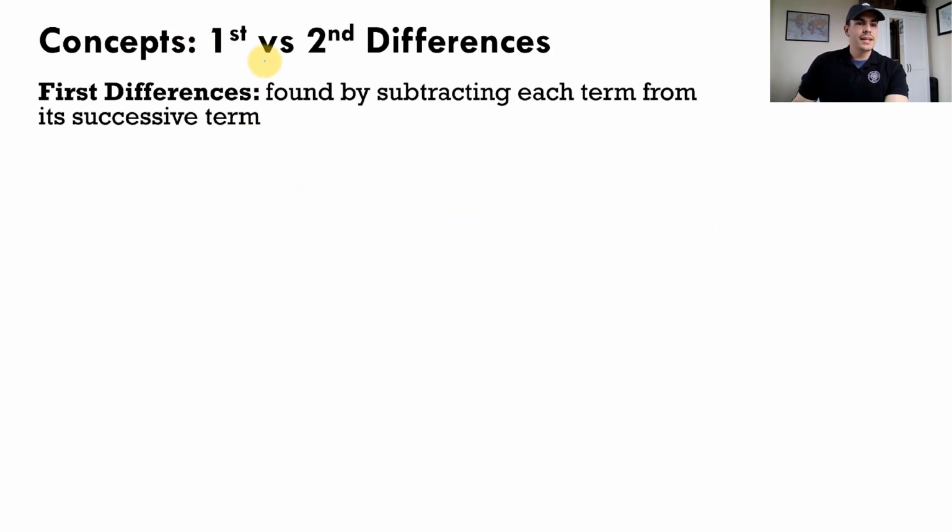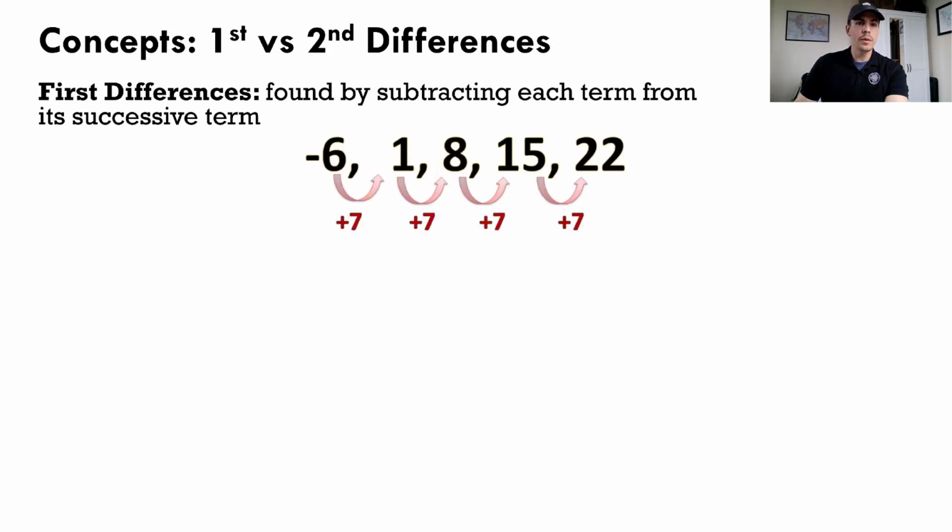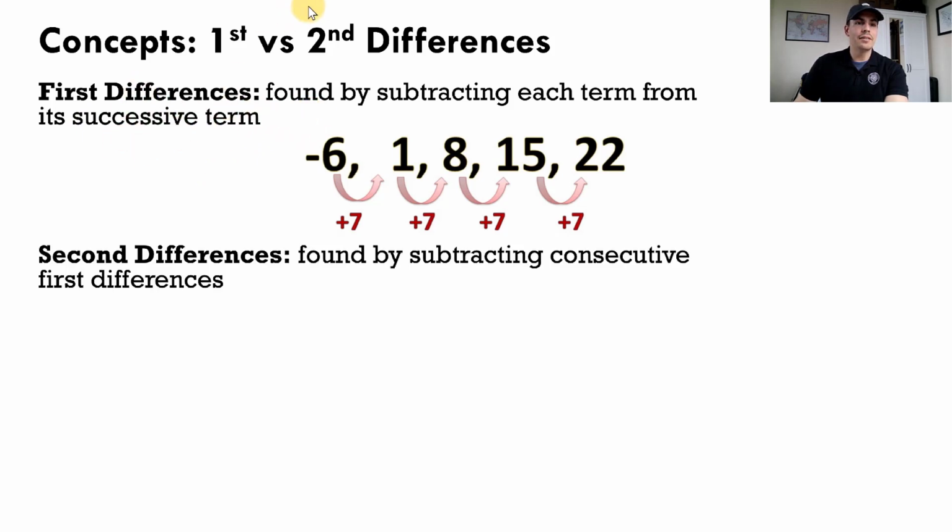So now let's look at first and second differences. Our first difference is found by subtracting each term from its successive term. So we would think of that really as our common difference for arithmetic sequences. Here we can see we have a common difference of positive 7, so that would be our first difference there. Now when we get into other types of sequences, we are going to see that they might not have a common difference for their first differences. However, we can take a look at their second differences, and that might tell us something about that sequence.